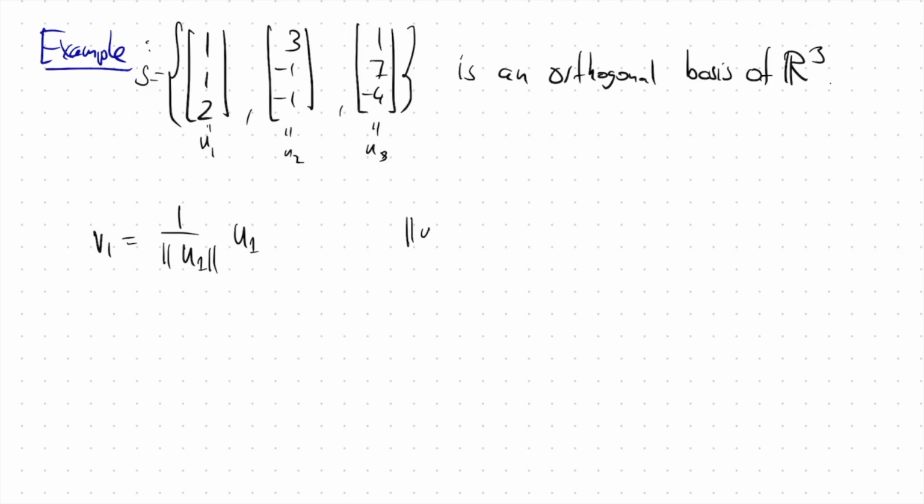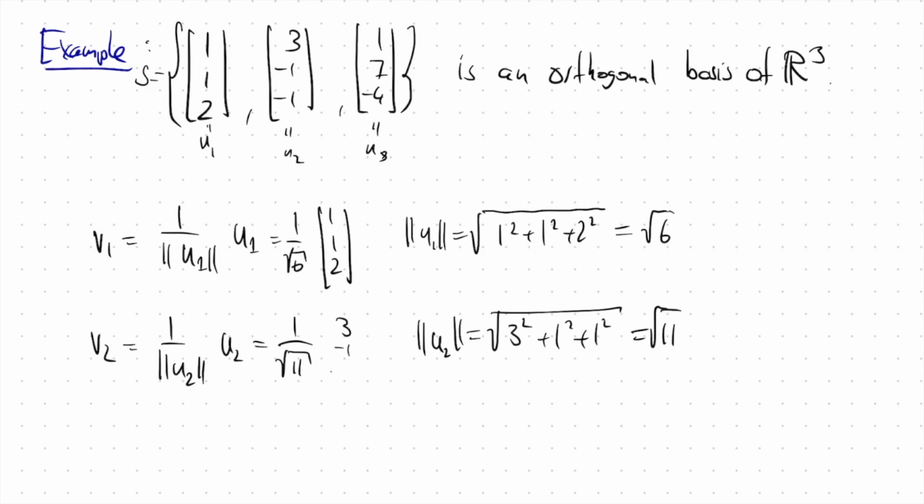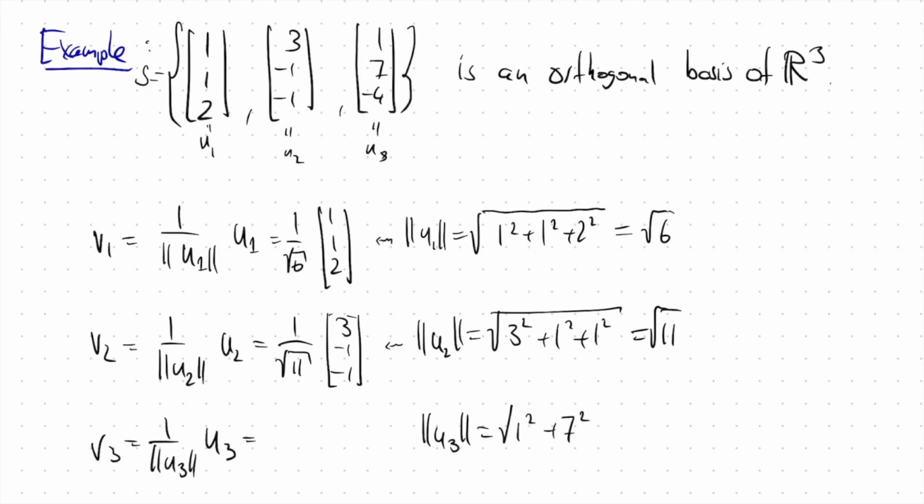Let's compute the length. This is the square root of 1 squared plus 1 squared plus 2 squared, which is the square root of 6. I was wrong before. So we get 1 over square root of 6 times (1, 1, 2). Now we do the same for u2. So let's compute the length first. That's 9 plus 1 plus 1, square root of 11. And let's compute for u3. The length is square root of 66.